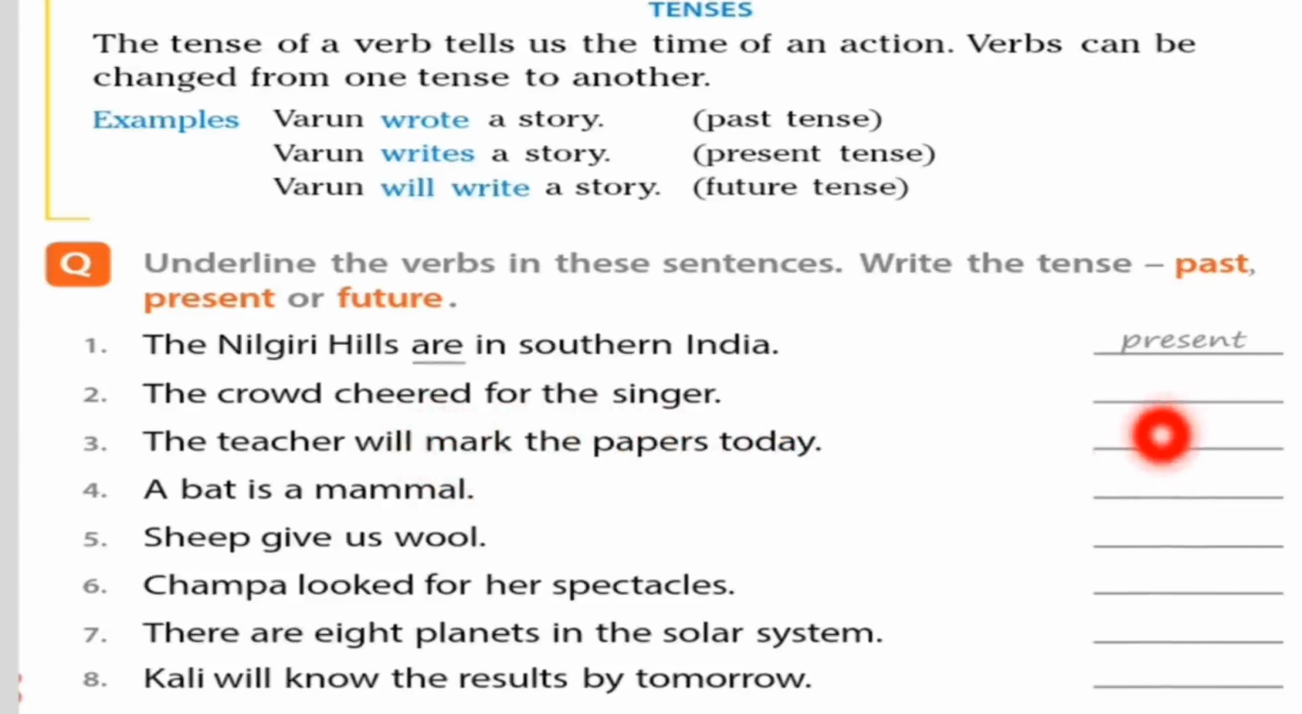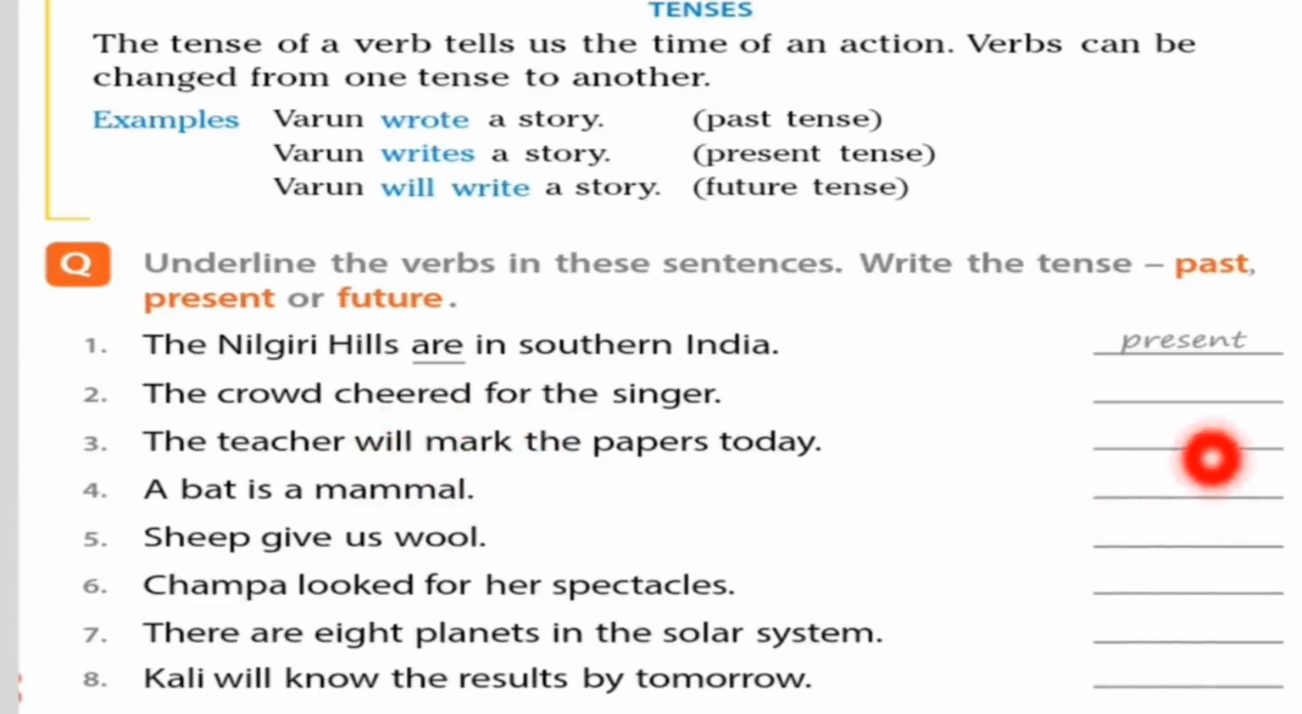The teacher will mark the papers today. What will be the verb in the sentence? Will mark. Will mark is a future action. The time denotes a future action, so you have to write that it is future tense.